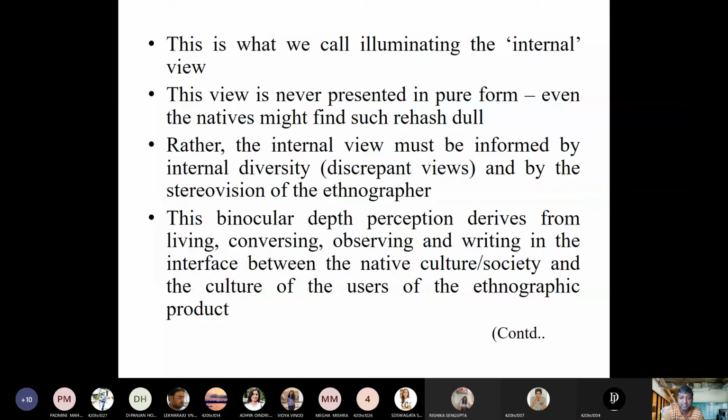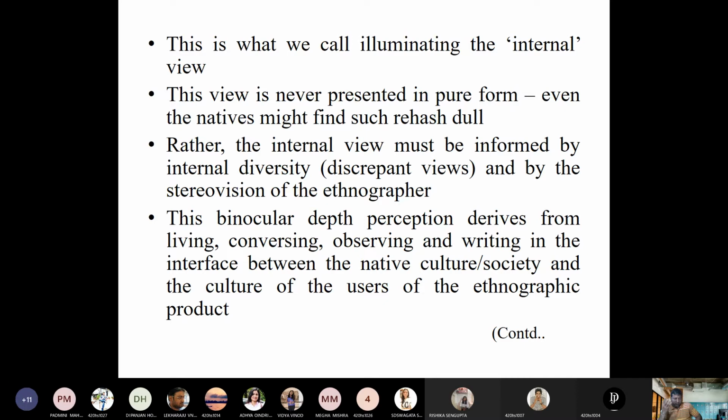This binocular depth perception derives from living, conversing, observing, and writing in the interface between the native culture and society and the culture of the user of the ethnographic product. So why am I telling you about binocular depth here? The question is, why do we use binoculars? To look at things from a very far distance, so they look very close to us.